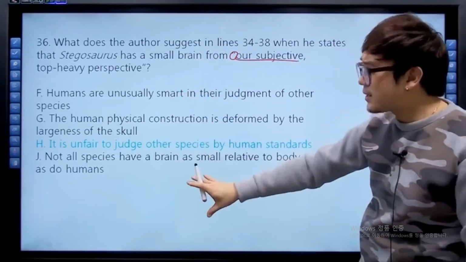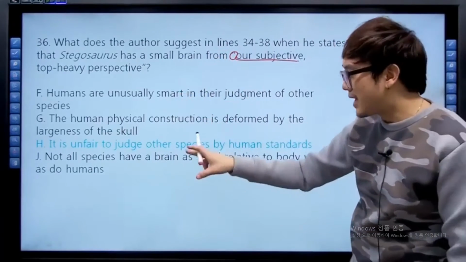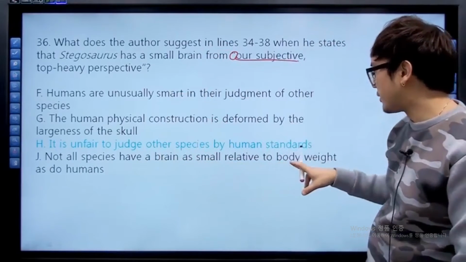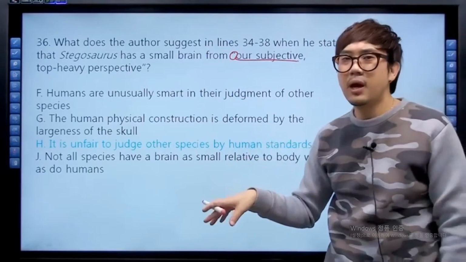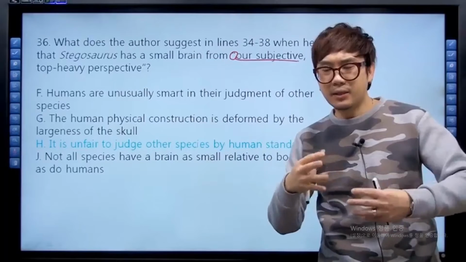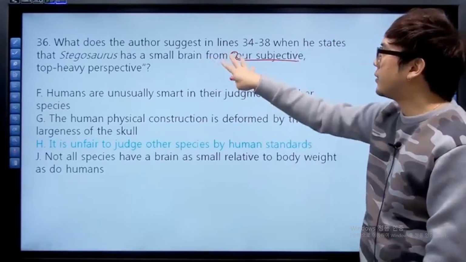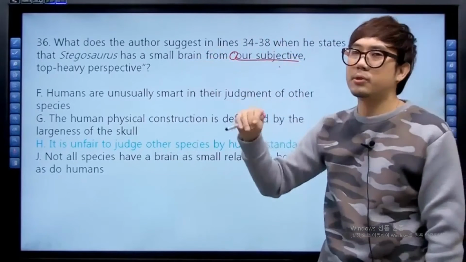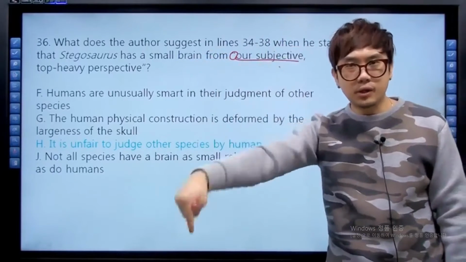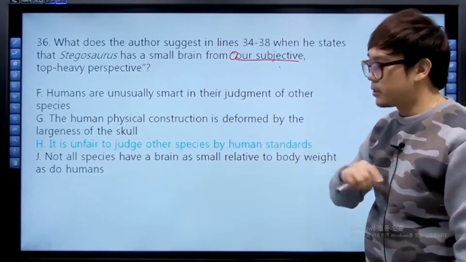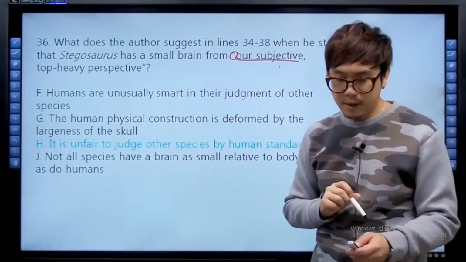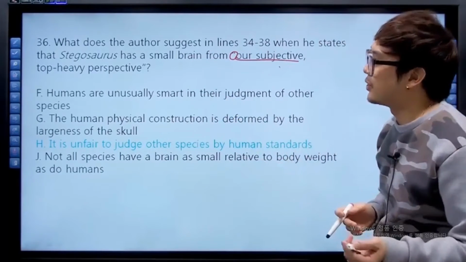Now, J sounds like an answer as well, because it says not all species have a brain as small relative to the body weight as human beings, but we're not really comparing the size of the human brain to the other brains. We're just talking about the subjectiveness and the top-heavy perspective that we have on this issue, right? So therefore, H should be your answer. I'm sorry for dropping the pen, right? Let's move on to the next question, 37.